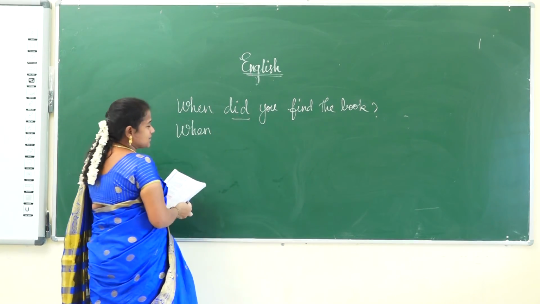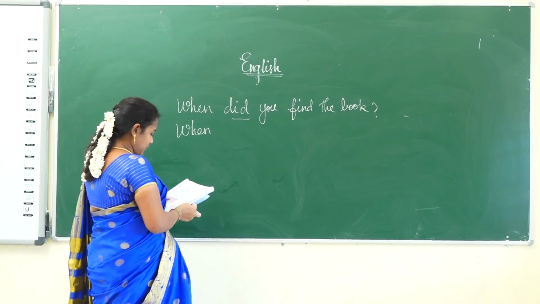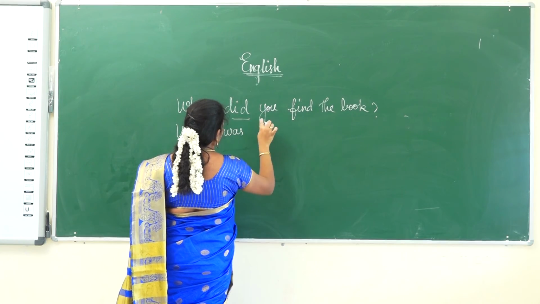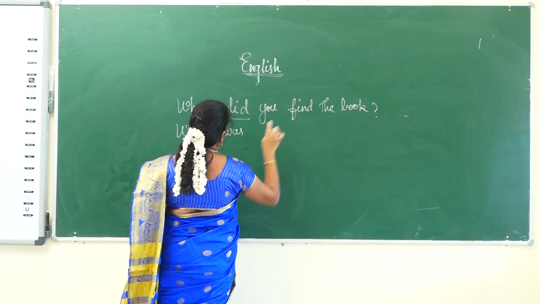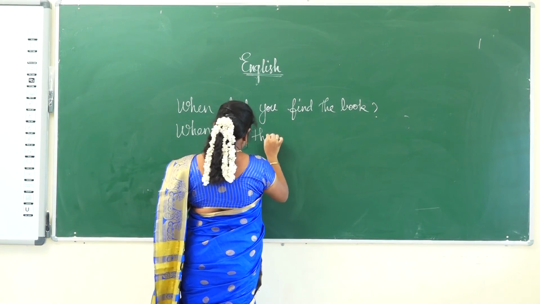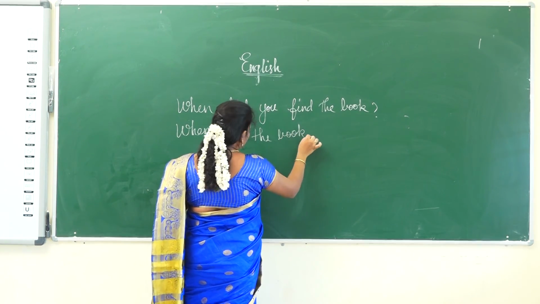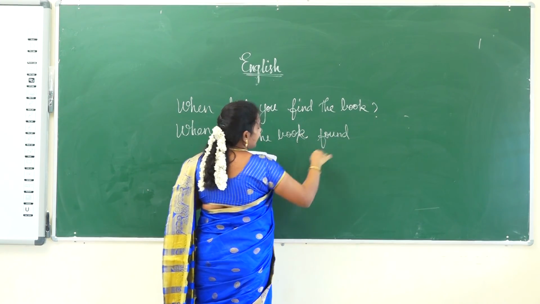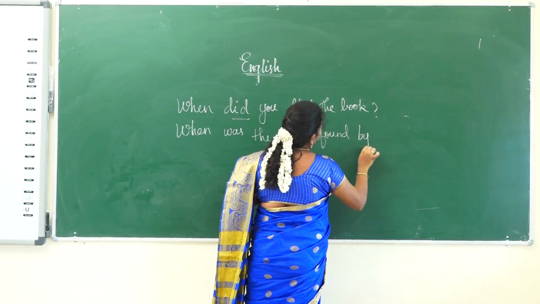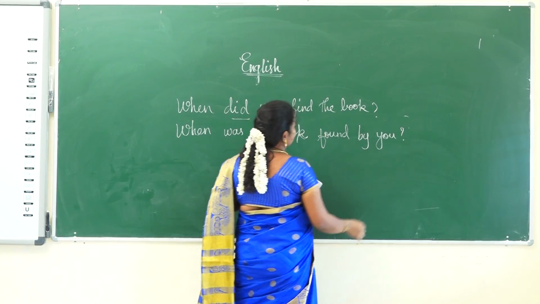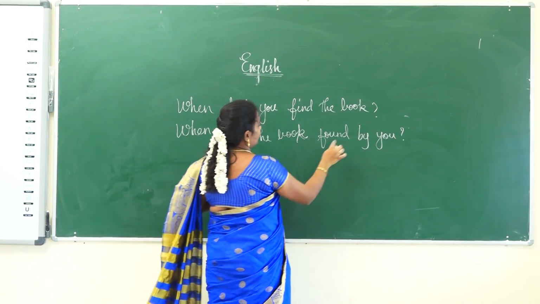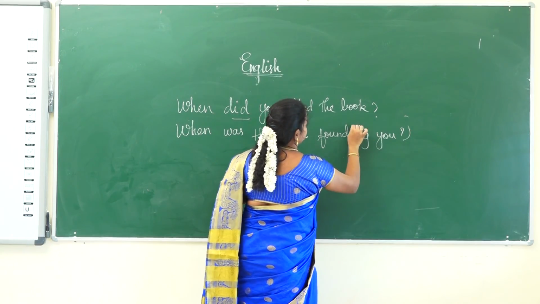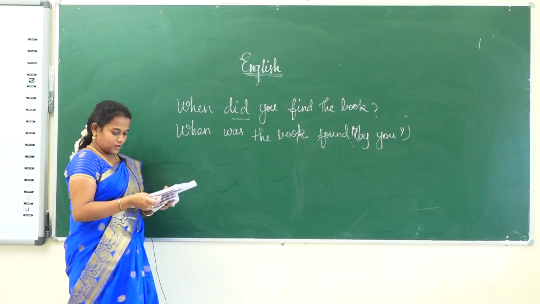Did, here in the form of past tense. So, we have to write when was, and the object here is the book. You is the subject, find is a verb, and the book is the object. So, when was the book? Find will change into found. We can use this word by you, or we can leave it also, it is not a mistake. Okay. When was the book found? We can stop here, otherwise we can add by you. Both are right. Okay.